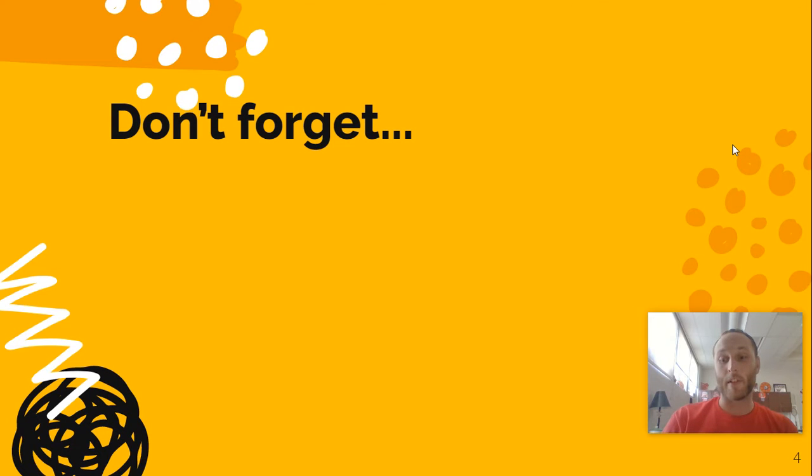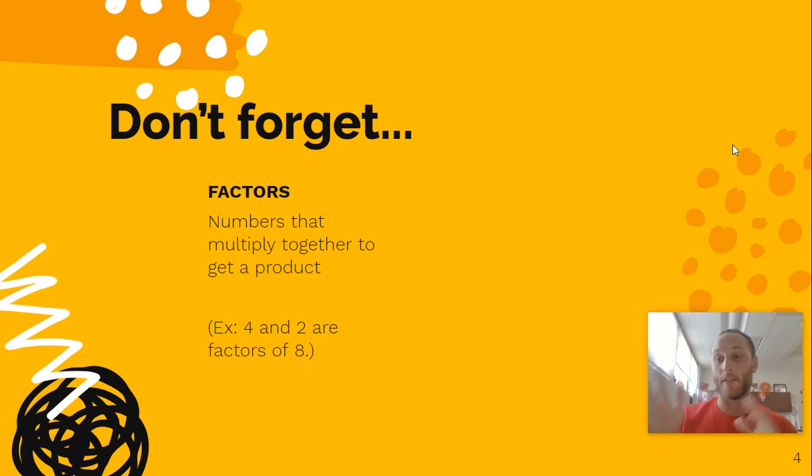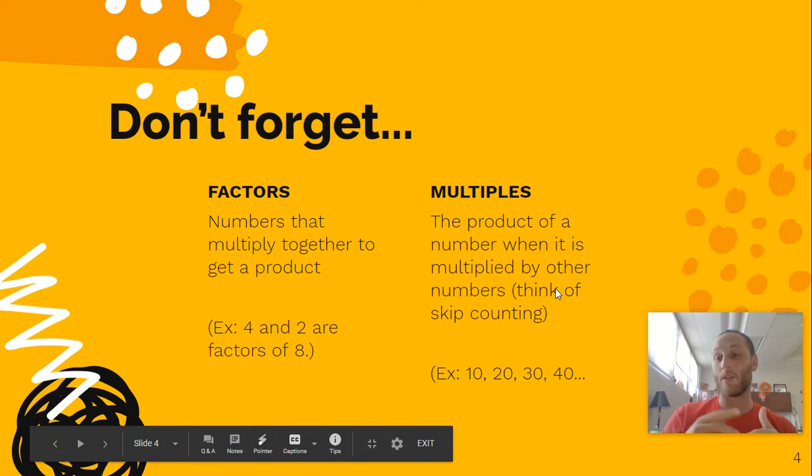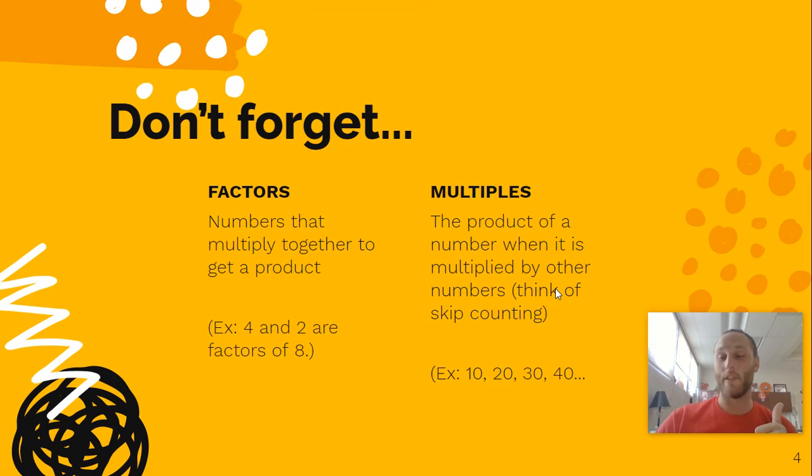So before we get into least common multiple, don't forget the difference between factors versus multiples. Factors, remember, are any numbers that you multiply together to get a product, like 4 times 2 and 8 times 1. All of those numbers are factors of 8. Multiples are when you have the product of a number after it's already multiplied by other numbers, like skip counting. If you look at the bottom here, 10, 20, 30, 40, those are all multiples of 10, right? 10 times 1 is 10, 10 times 2 is 20, 10 times 3 is 30, 10 times 4 is 40, and it keeps going on and on. So multiples are always going to be when you multiply other numbers.